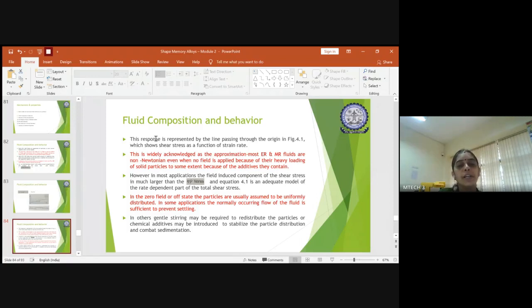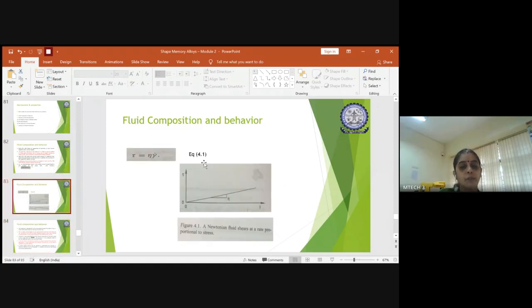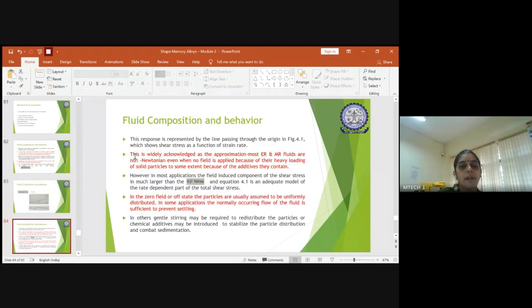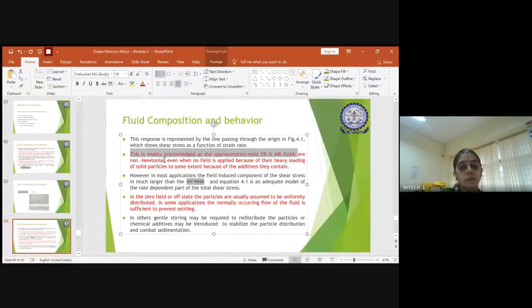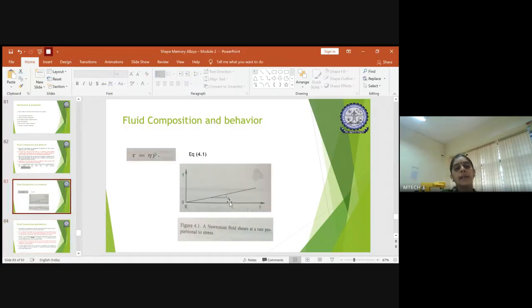the response related to the shear stress and strain is shown in the graph here, 4.1. So this I have explained already. This is widely acknowledged as an approximation of ER and MR fluids, and they are non-Newtonian. By looking at the graph only, you can tell that it is non-Newtonian. Why? The viscosity keeps on changing.